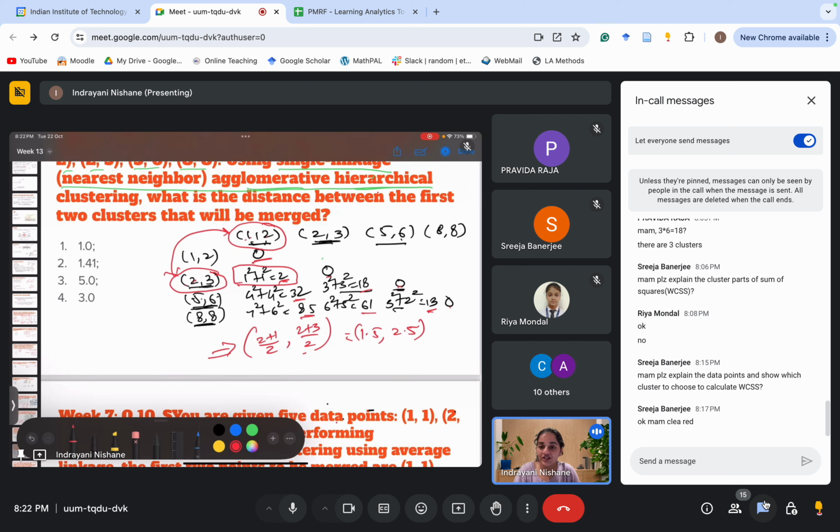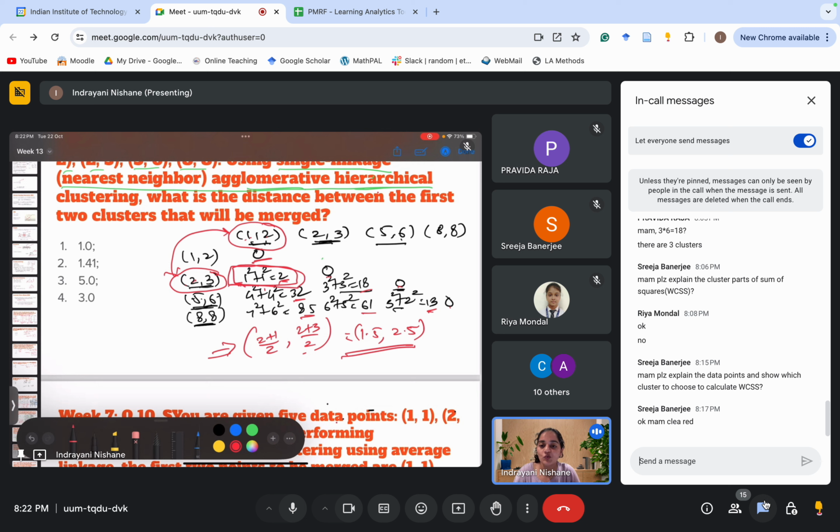But now the question asked is: what is the distance between the first two clusters which will be merged? They have not asked us for the new centroid. I calculated the new centroid along the way, but that is not what they have asked. They have asked what is the distance between the clusters which are getting merged. So this is the distance. Here we have computed it, right?